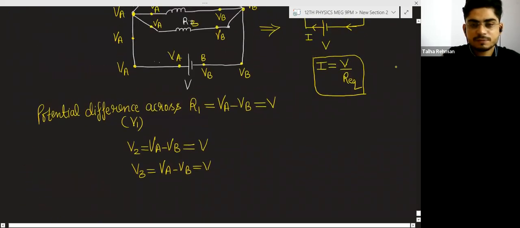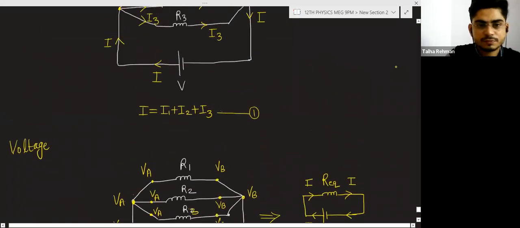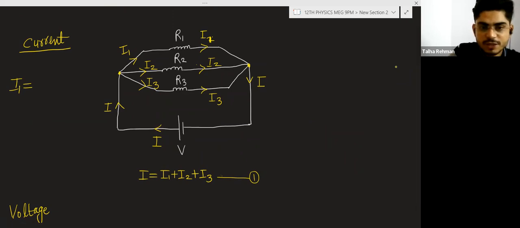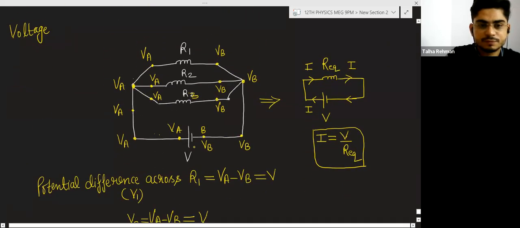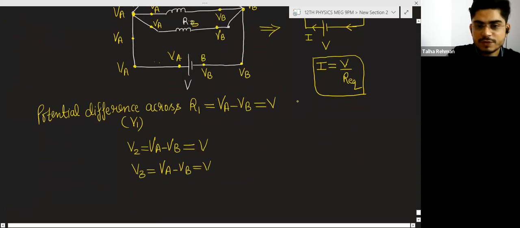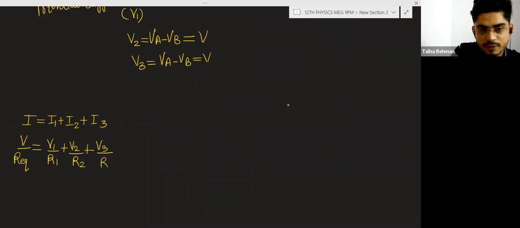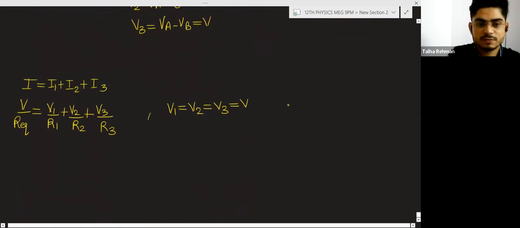Now, if you want to calculate I1, you can calculate I1 also. So I1 is equal to V1 by R1. I can write I is equal to V divided by R equivalent. If I want to calculate the total current, I is equal to V1 by R1 plus V2 by R2 plus V3 by R3, and we know that V1 equal to V2 equal to V3 is equal to V. And this is the parallel combination, so this will be followed.